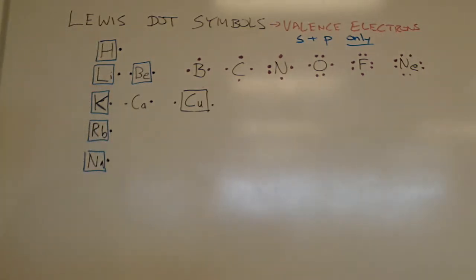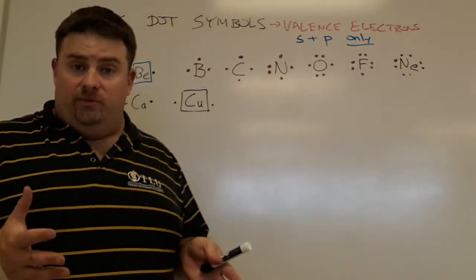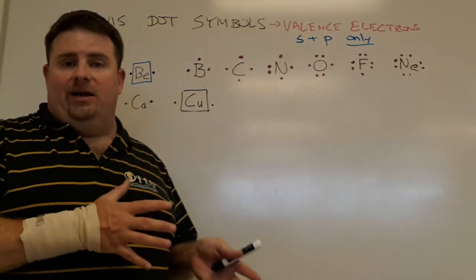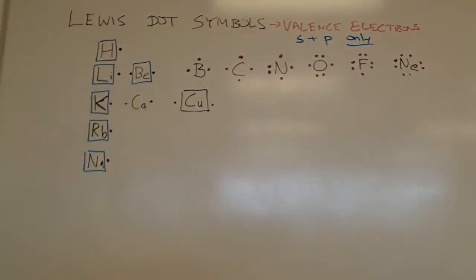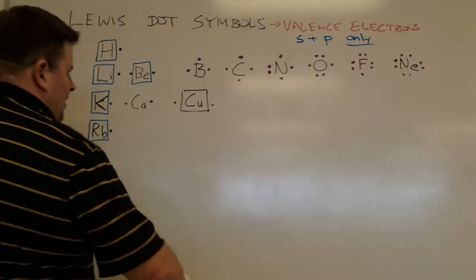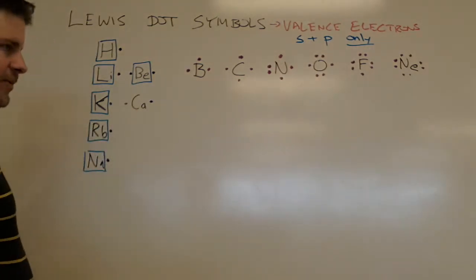As a result, it's not great to use Lewis dot symbols when dealing with transition metals or elements that are lanthanides or actinides. Those are the F block elements. Okay? So these aren't great, so we tend to stick only with those elements that are in the S and the P.